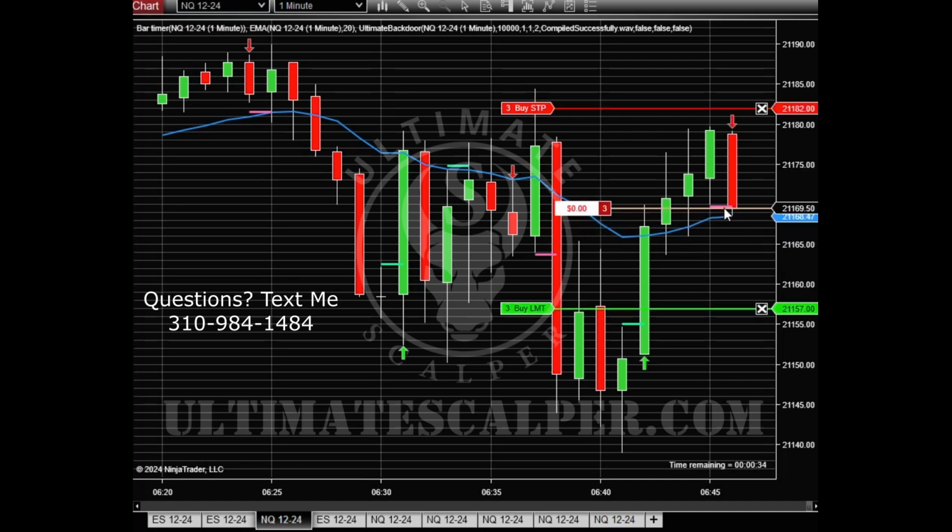All right, here's the backdoor order. It hit the order, bounced back. I got in, got filled. It is on the upper side of the blue line. It may bounce off of this, so I'm going to be really tight with my stop here. Stop filled.